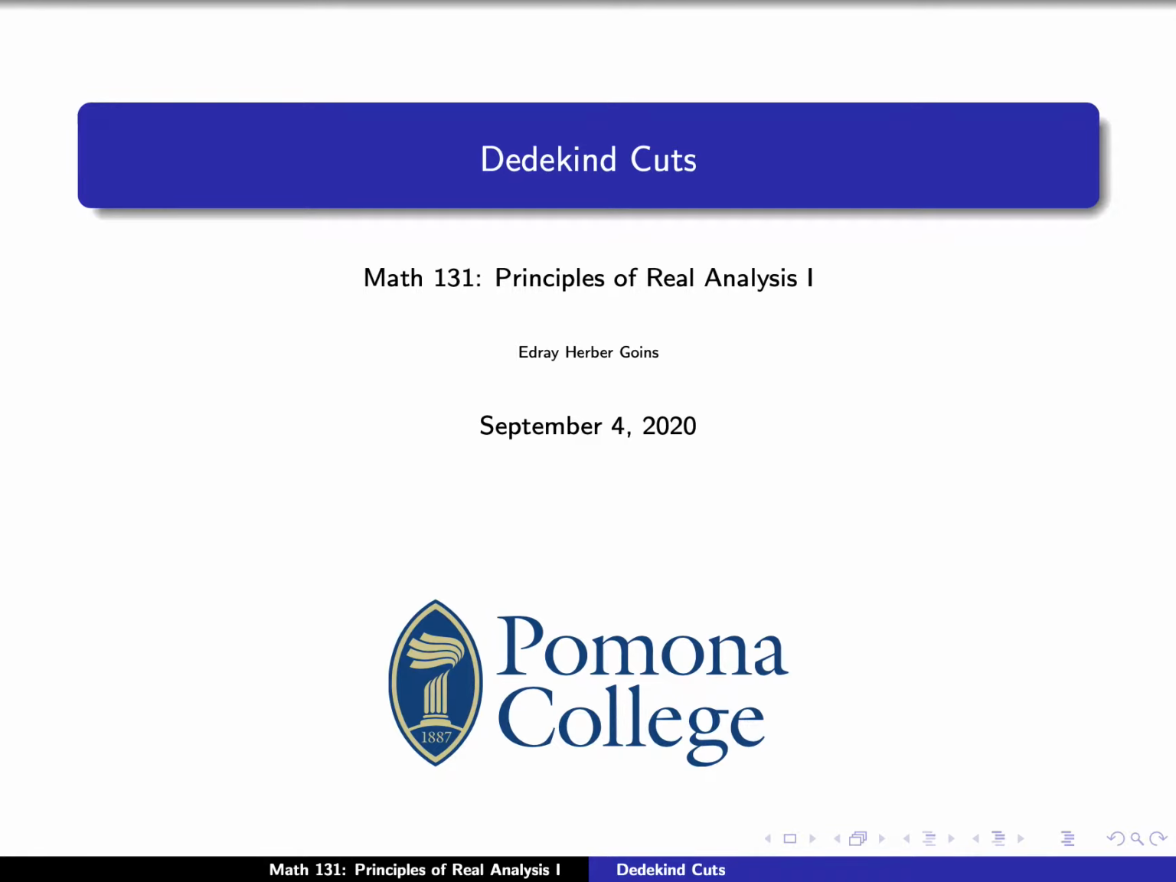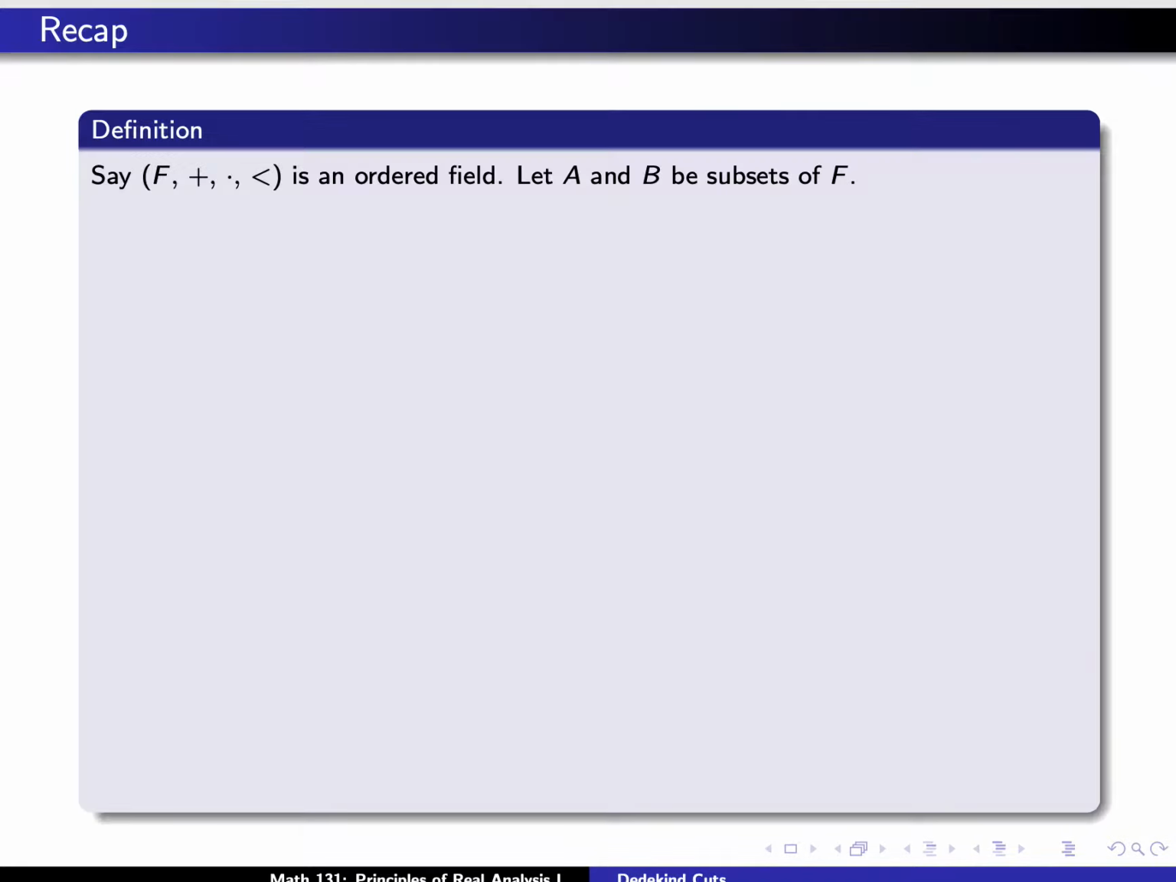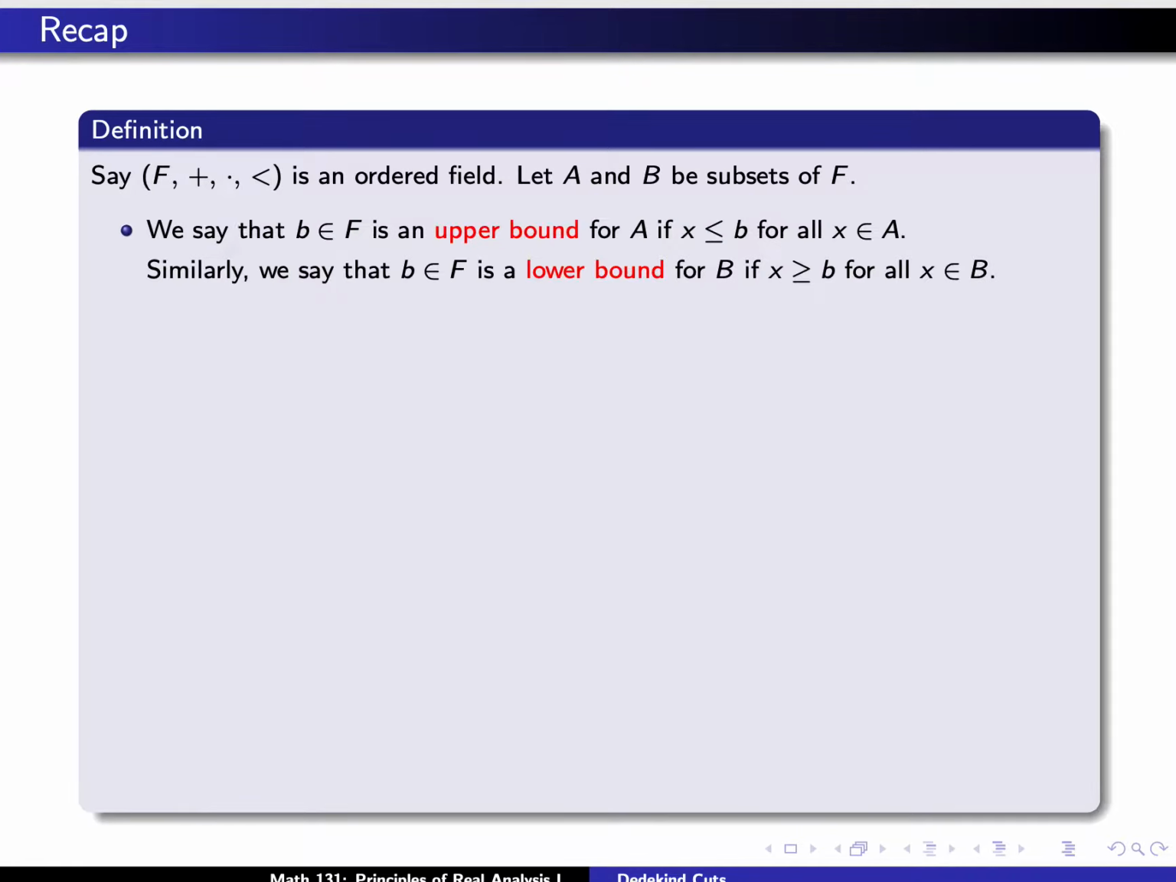Today we're going to discuss Dedekind Cuts. Let's do a brief recap from last time. Let's say that we have an ordered field F, and let's let A and B be subsets.